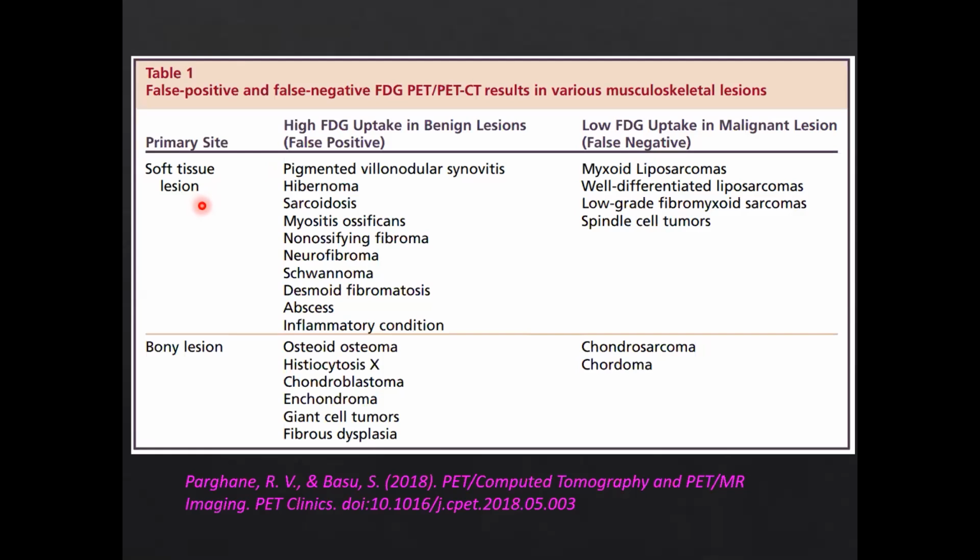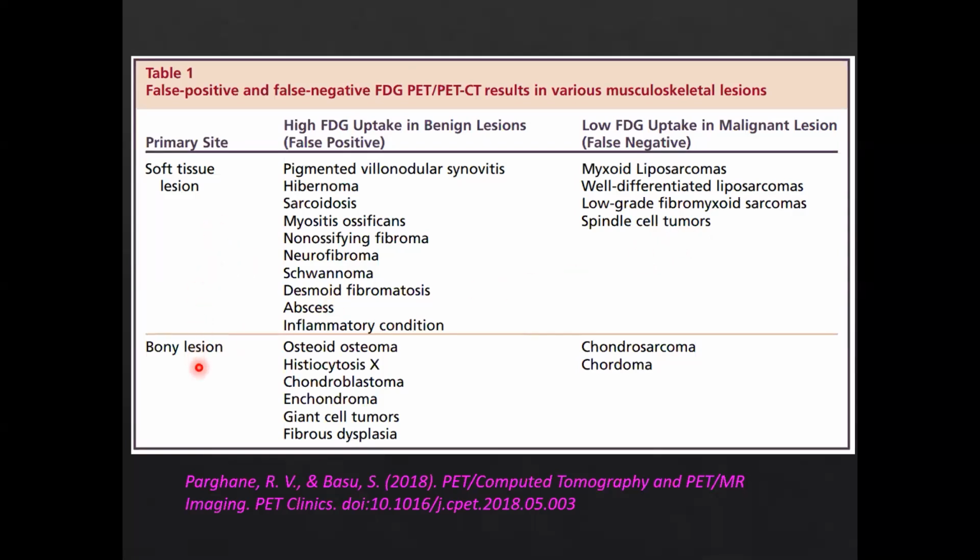If you see the primary site of soft tissue lesions, there is a blend of pathologies like pigmented villonodular synovitis, hibernoma, sarcoidosis, myositis ossificans, non-ossifying fibroma, neurofibroma, schwannoma, distal fibromatosis, abscess, inflammatory conditions. So it has a very high uptake in these benign lesions. But there are a couple of low grade uptakes in the reverse, malignant lesions like myxoid liposarcomas, well differentiated liposarcomas, low grade fibromyxoid sarcomas and spindle cell tumors. These are in relation with the soft tissue lesions.